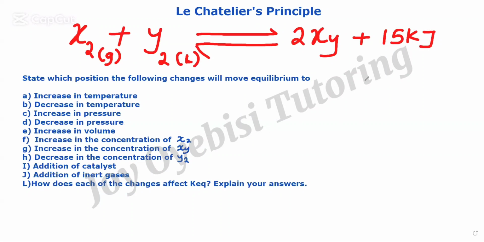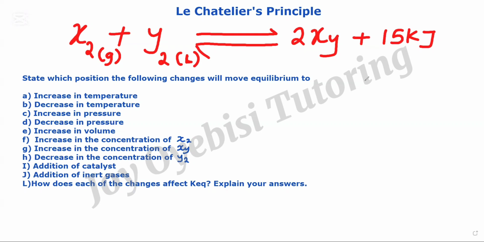Hello, in this video, I'm going to be showing you how to determine which position the following changes on the screen will move equilibrium according to Le Chatelier's principle. Le Chatelier's principle states that when a system at equilibrium is disturbed, the position of equilibrium is going to shift in order to counteract the disturbances. So this question says, state which position the following changes will move equilibrium to.